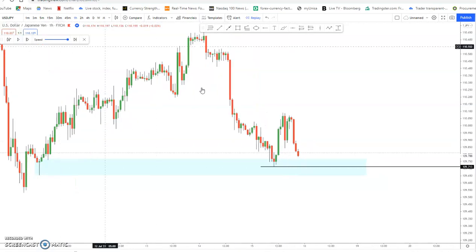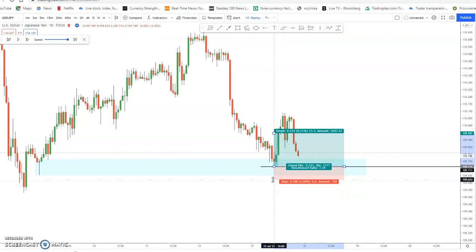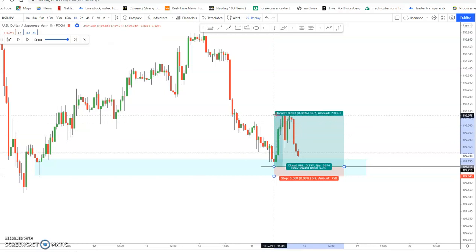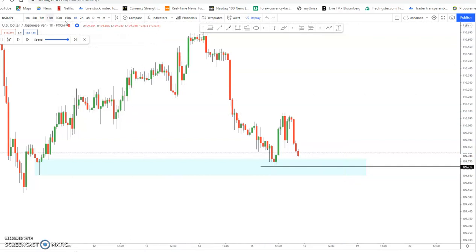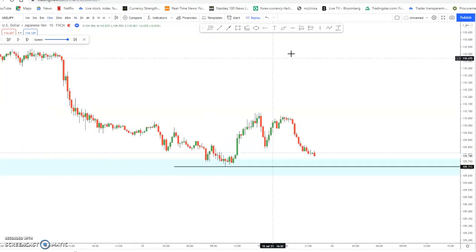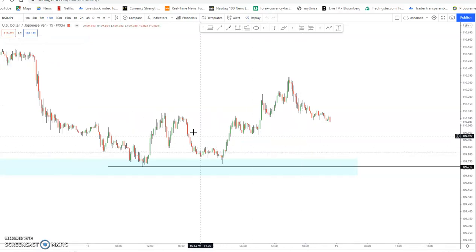Okay, so you would have about a 7 pip stop loss. That quick move over there would be a 5%. Okay, and then let's just use this as well. This is also a nice example of refining it to a bullish candle.